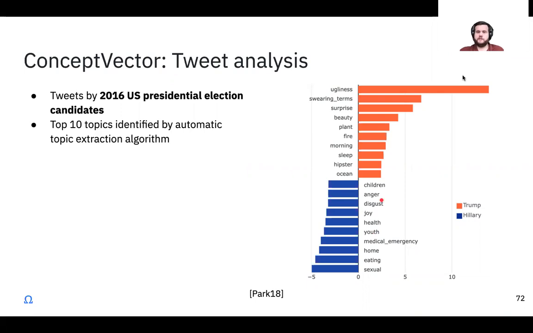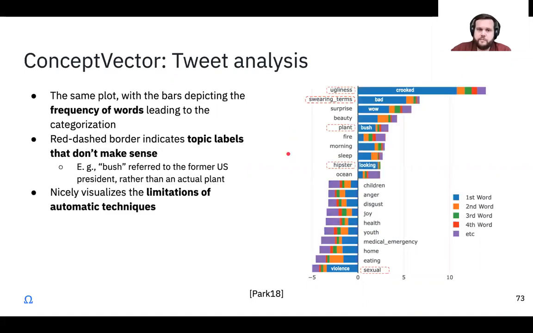So sounds good. We even have these nice histograms. So we're cooking, right? But if you do the same plot, with the bars depicting the frequency of words that led to the categorization, so why does the automatic algorithm believe that this is the right topic? Then you actually see that there are a lot of topics, especially on Trump's side, that are misassigned, right? So for example, it has assigned the plant, but the keyword to support the plant was actually Bush, which was highly probably the former U.S. president rather than an actual type of plant, right?